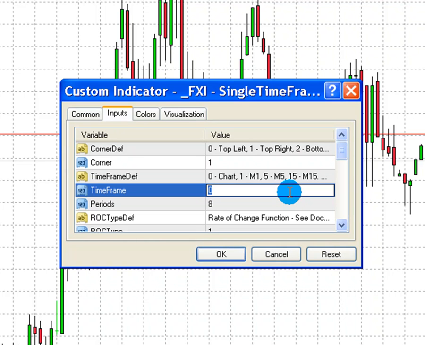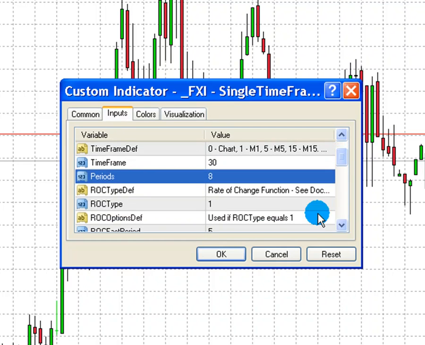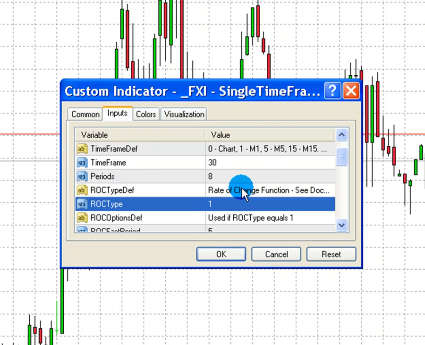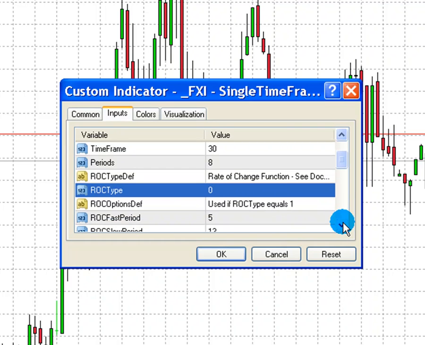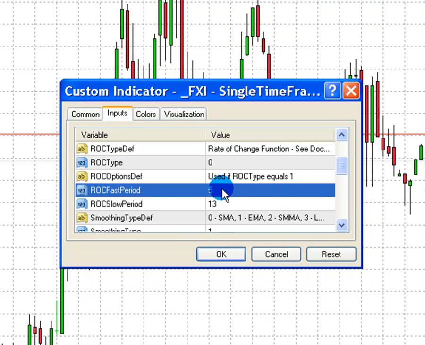Let's look at a slightly different time frame. Let's say we want to look at the 30-minute time frame, since up here I think our current bar is a 5-minute bar. And let's look 8 bars back. And that is valid. This setting, periods, is valid if block type or rate of change type is 0. But since rate of change type is 1, actually let's make it 0. If rate of change type were 1, we would actually be looking at the acceleration of a price change. And if it was 1, we would look at the difference in the 5 and 13 period moving averages. Instead of just looking at a single moving average, we would be looking at the difference of 2 moving averages.